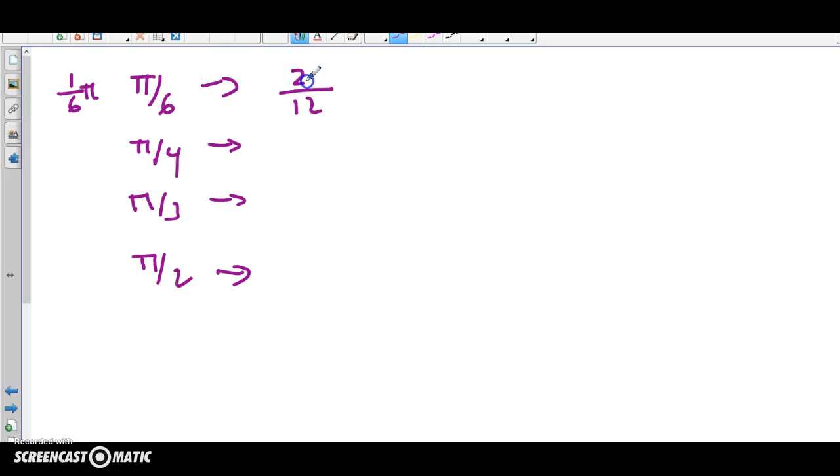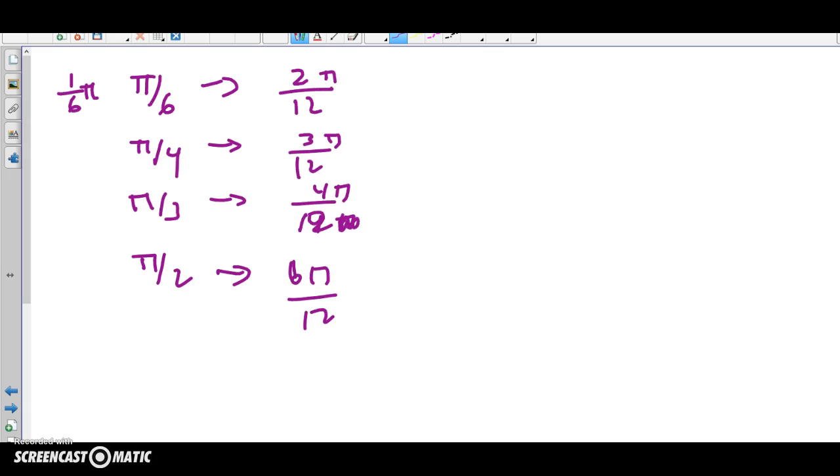So pi over 6 is 2 pi over 12. Pi over 4: times the bottom by 3 to get to 12, so times the top by 3. For pi over 3, times the bottom by 4 to get to 12, so times the top by 4. So pi over 3 is 4 pi over 12. And this one here is 6 pi over 12. We're going to use this, you'll see in a second, to figure out our angles, because we only have tables for this stuff. So if I ask you, for example, sine of 5 pi over 12, we've got to mess around with this stuff and then use some more information to figure out where we're going.